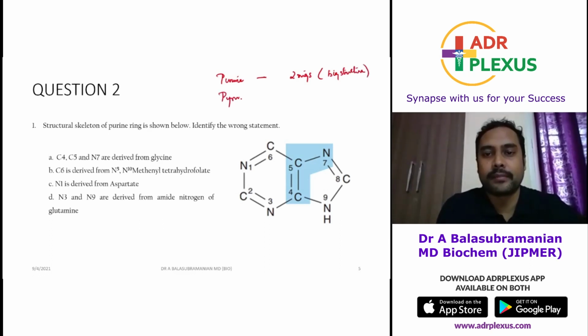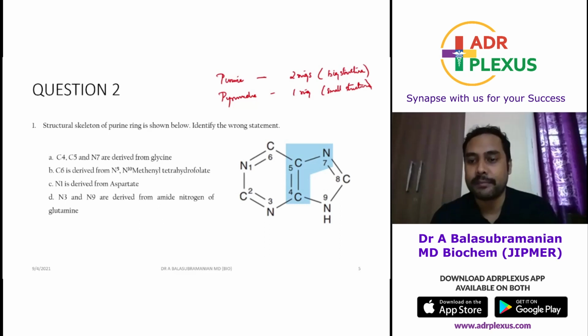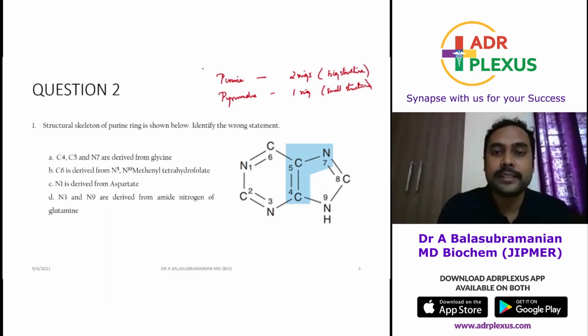Pyrimidine. The name is big, so the structure is small. Okay, so by knowing this concept, you look at this question, you see that 2 rings are there. So this is some kind of purine. In total, 2 rings are there. Okay, so what are the purines? The mnemonic is AG. Adenine and guanine.